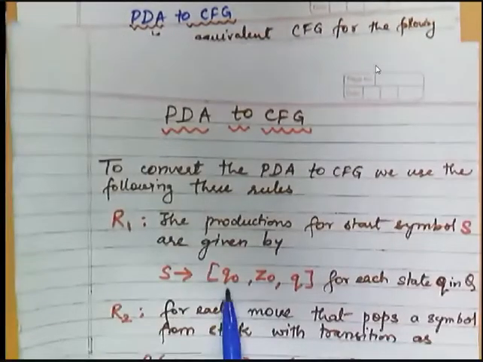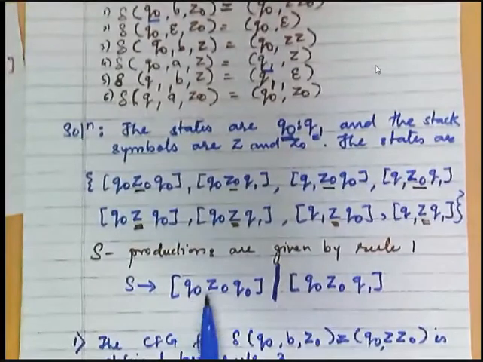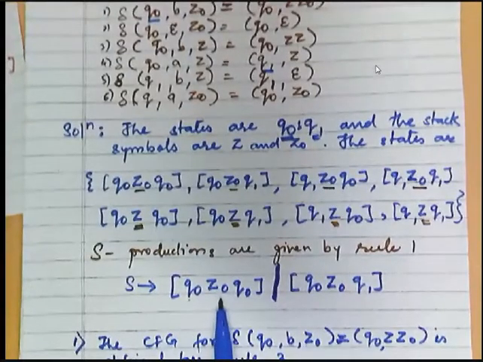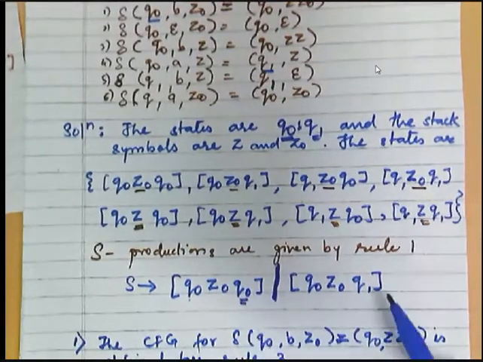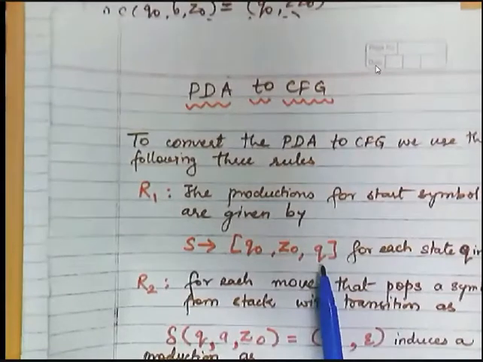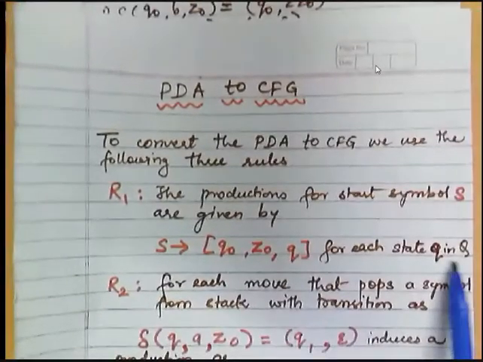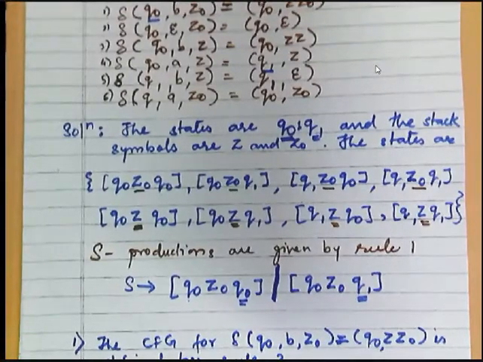So here how many states do we have? We have two states. That's why we have two rules. What are those two rules? Q0, Z0, Q0, and Q0, Z0, Q1. So you have to consider each and every state here, right? That's why it is written for every Q in Q. So our start symbol and its productions are written down.